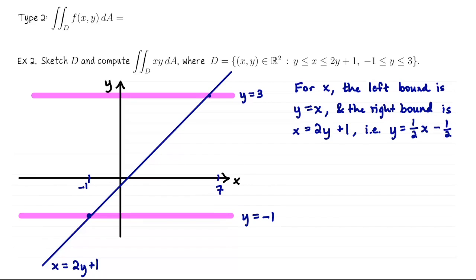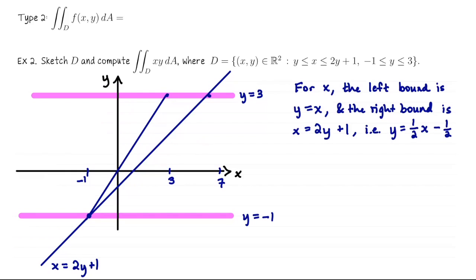Okay, so this picture is not super drawn to scale, but let's look at the other one, y equals x. When y is 3, x is 3. And when y is negative 1, x is also negative 1. Okay, I moved those terms around a little bit just so the picture would be a little bit better, but there are the two lines. So the one on the left is y equals x. The one on the right is x equals 2y plus 1. The region they enclose between negative 1 and 3 is our domain of integration.